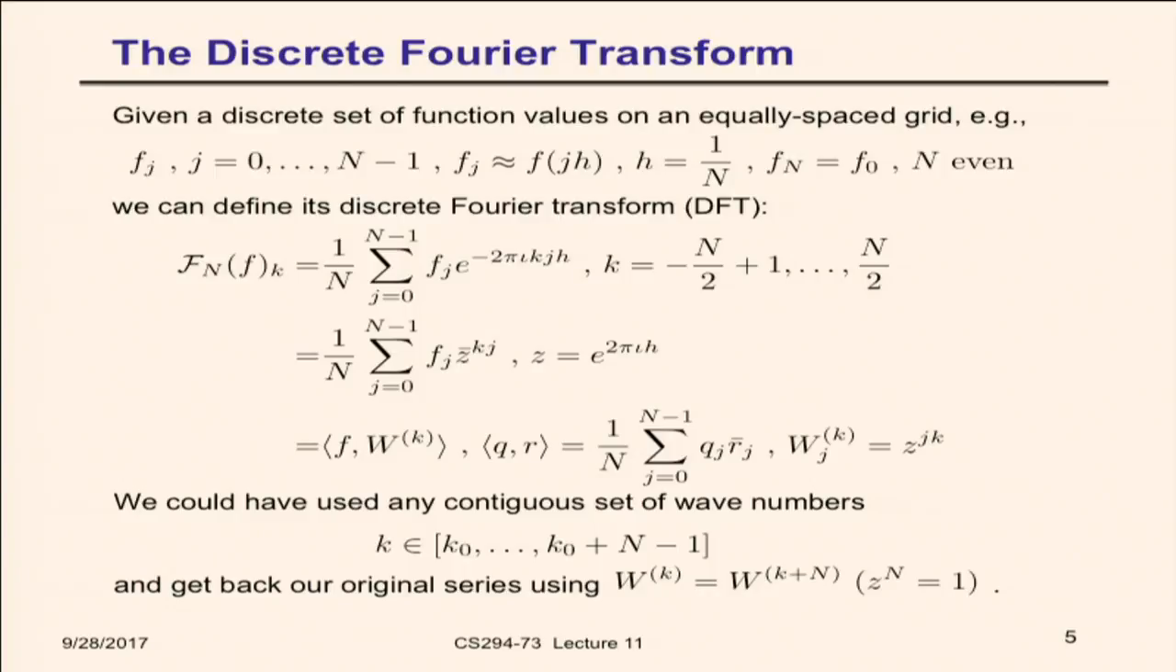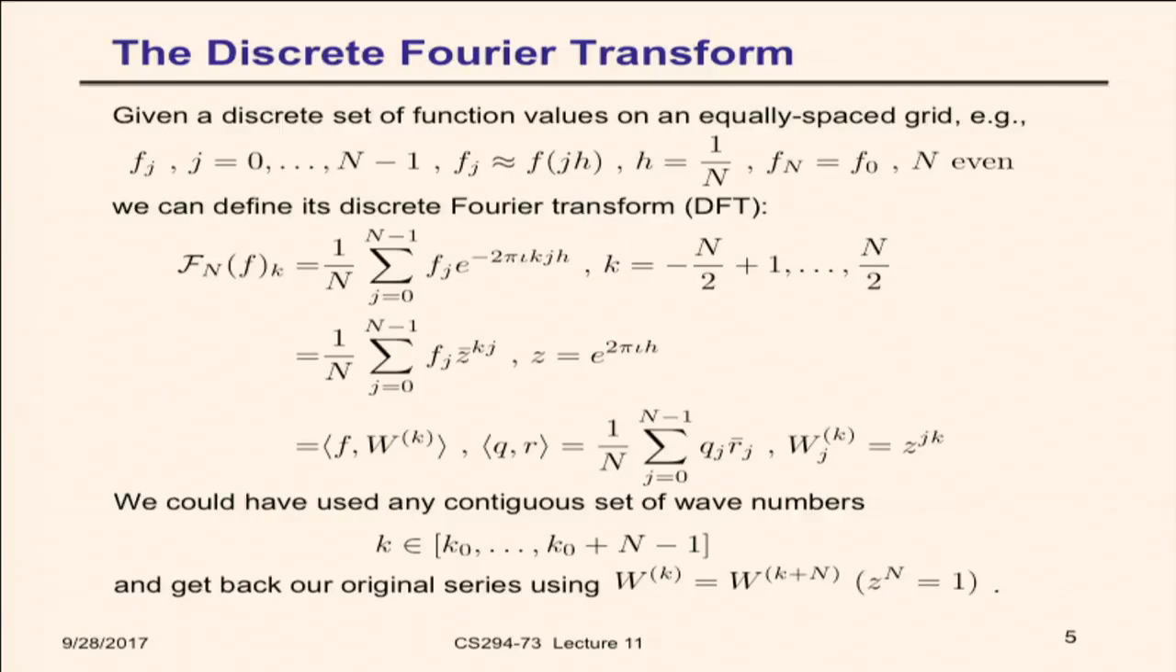What is the discrete Fourier transform? Given a discrete set of function values on an equally spaced grid, so you have fj, j goes from 0 to n minus 1, where fj is say equal to f of jh, where h is 1 over the number of points, and fn is equal to f of 0, so f is periodic.